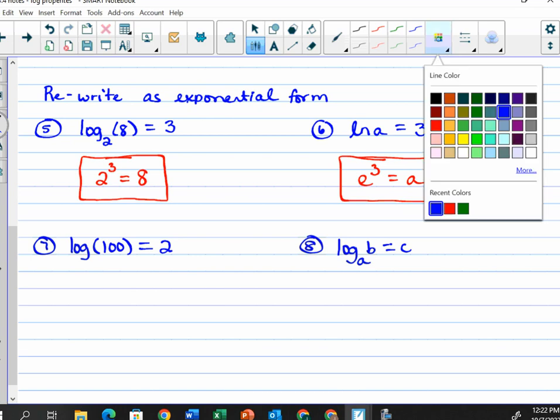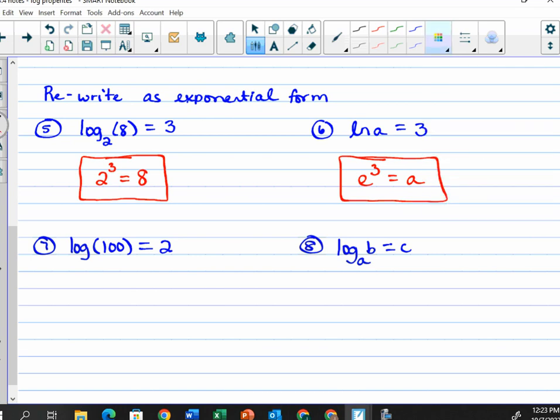All right, guys, let's look. Did you get them right? So number 7, what's the base? 10. So this is 10 squared equals 100. Hopefully we got that one. What about 8? What are we going to say?